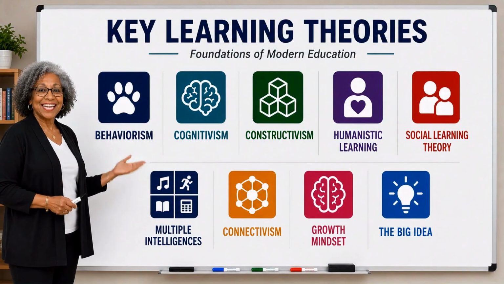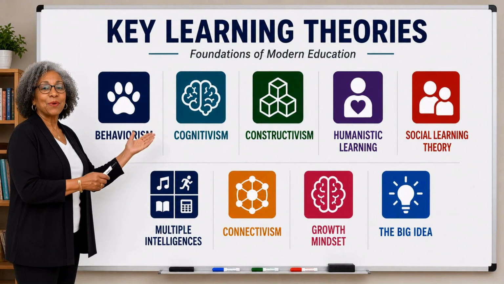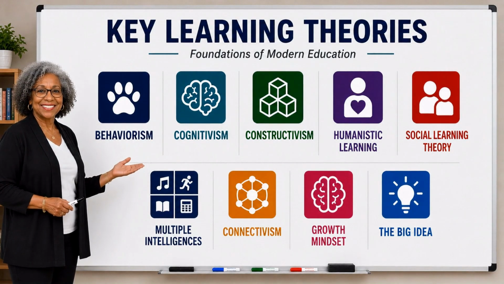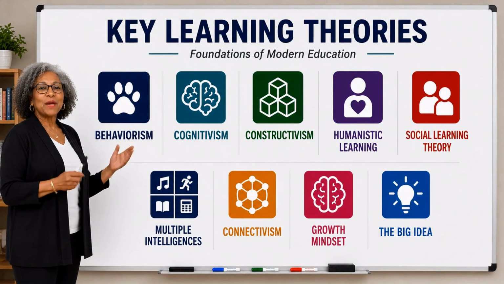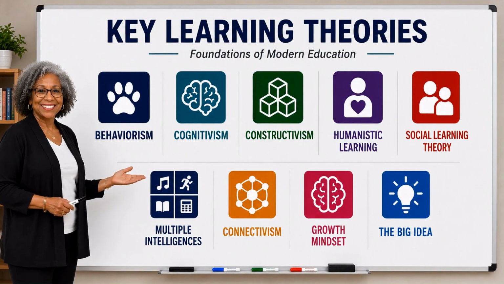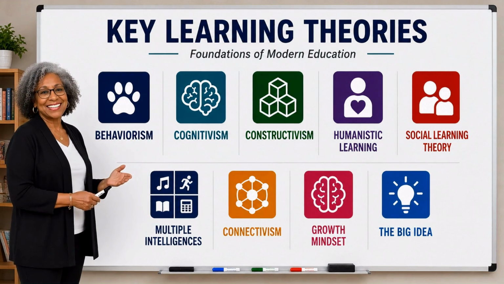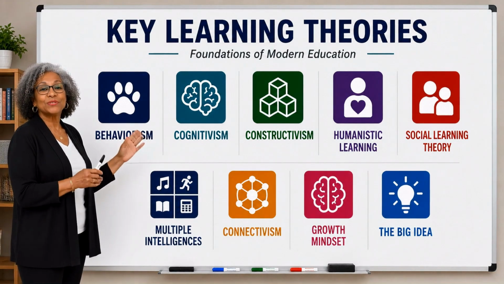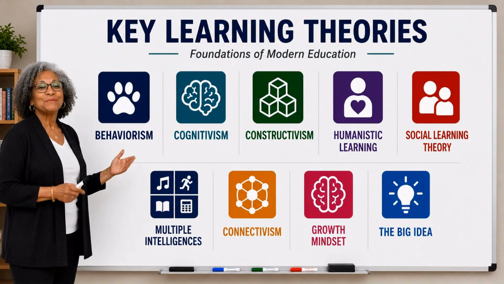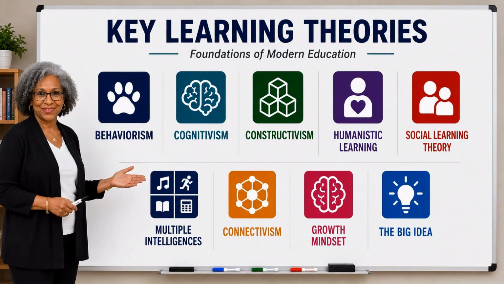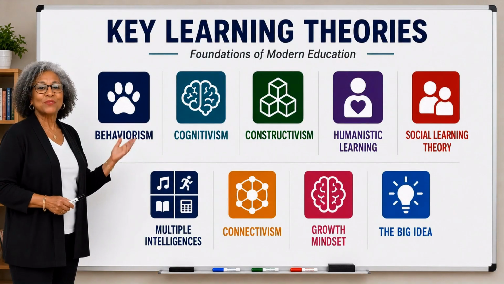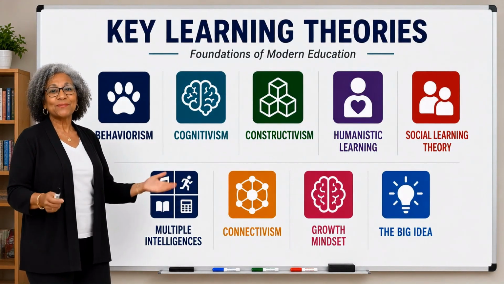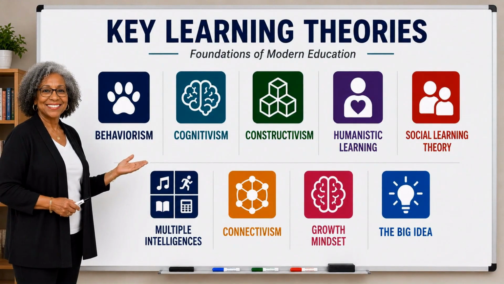Multiple Intelligences, 1983. Howard Gardner proposed the theory of multiple intelligences. He argued that intelligence is not a single ability. Instead, people demonstrate different types of strengths. Gardner identified several intelligences, including verbal linguistic, logical mathematical, visual spatial, bodily kinesthetic, musical, interpersonal, intrapersonal, and naturalistic intelligence. This theory encouraged educators to recognize that students may learn and demonstrate understanding in different ways.